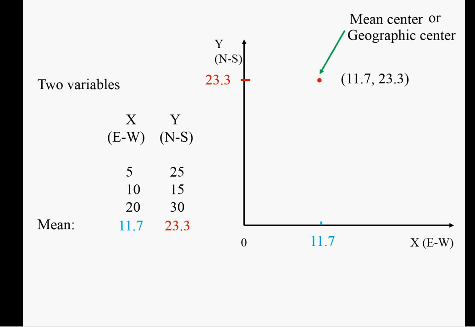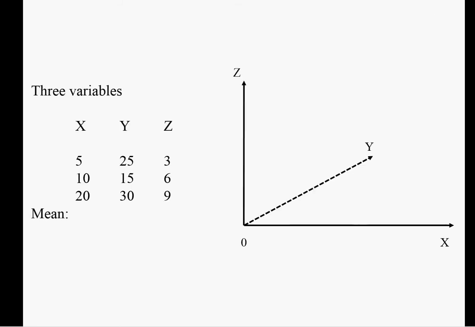Okay. Now we extend the concept of a mean center into the three-variable situation and three-dimensional space. With three variables, we can first calculate the mean for all three variables, x, y, and z. Now we have a three-dimensional space. It is a convention that when you have a three-dimensional space, you use the vertical axis to express the z axis. Now, on three axes, you find their respective mean position. This is 11.7 for mean x, 23.3 for mean y, and for z, the mean is 6, and 6 is somewhere here.